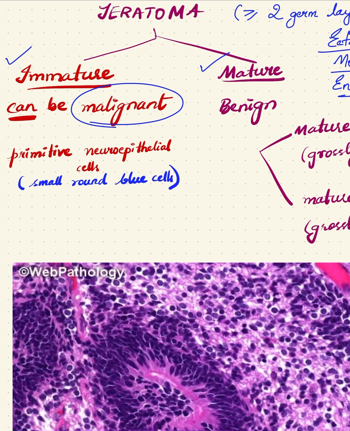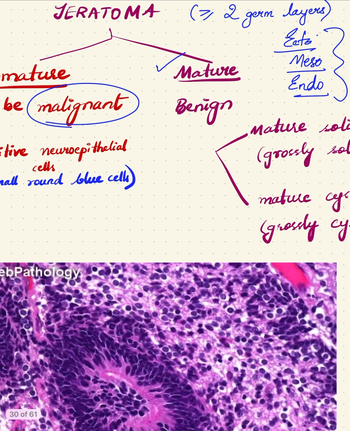Immature can be malignant, not always. Mature, as you reach adulthood, you become more mature and very stabilized, and you are safe to handle. That means you are benign. This is how I remember it when it comes to teratoma: mature means benign, immature means malignant.